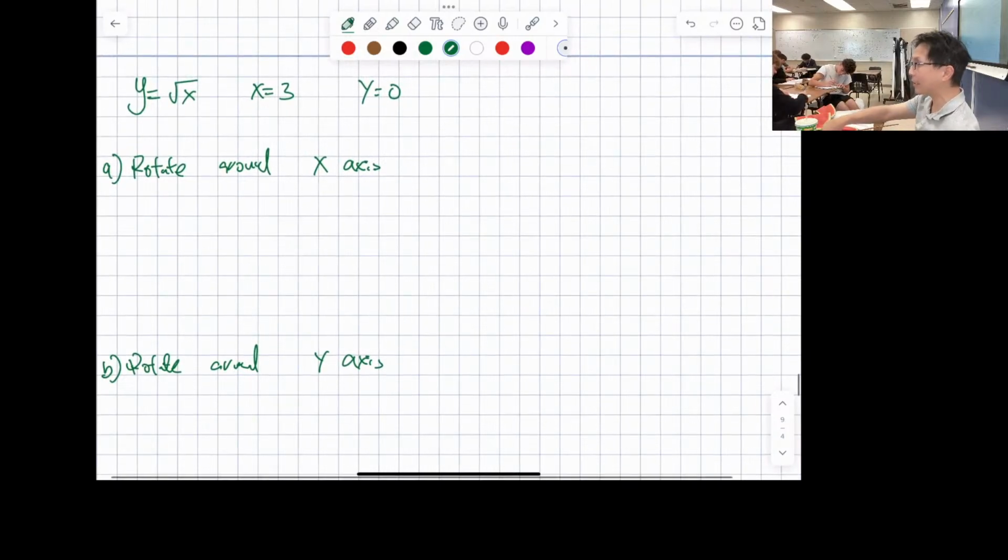Okay, so let's figure out the first one. How do I find the volume of this particular shape rotated around the x-axis? This first one should be easy. It's very close to the last example we did, but slightly different.